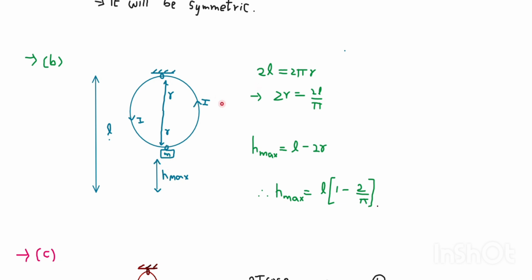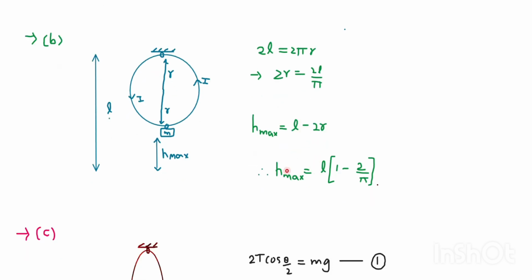For finding the maximum height, we have to subtract L minus 2r. Here the total length 2L equals 2 pi r, basically the circumference. From this, 2r equals 2L upon pi. So the maximum height equals L minus 2r, that is, h max equals L times 1 minus 2 upon pi. This is the answer to the second part.